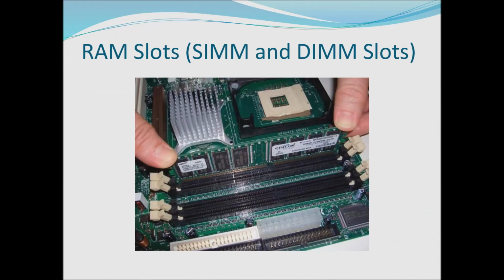Here we can see the RAM slots, where we insert RAM, SIMMs and DIMMs based on our requirement. Nowadays, computer RAM is available in the form of SIMM and DIMM. SIMM is nothing but single inline memory module. DIMM is nothing but dual inline memory module. These SIMMs and DIMMs are mostly available now, and these are useful for inserting in the RAM slots on the motherboard.